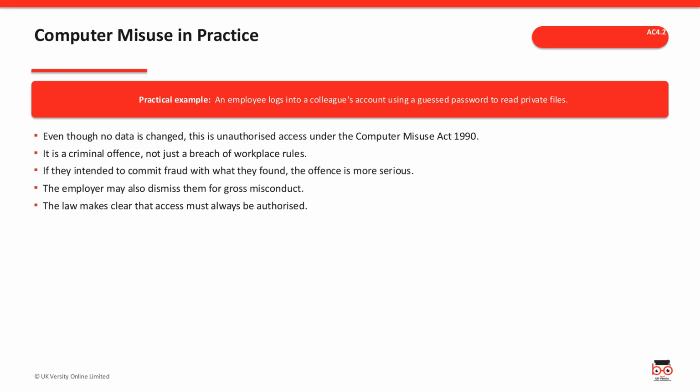Here's a Computer Misuse Act example. An employee logs into a colleague's account using a guest password to read some private files, even though they don't change anything. That's unauthorized access under the Computer Misuse Act 1990, and it's a criminal offense, not merely a breach of workplace rules. If they intended to commit fraud with what they found, the offense becomes more serious still, and the employer may well dismiss them for gross misconduct. On top of that, the law is crystal clear. Access must always be authorized.